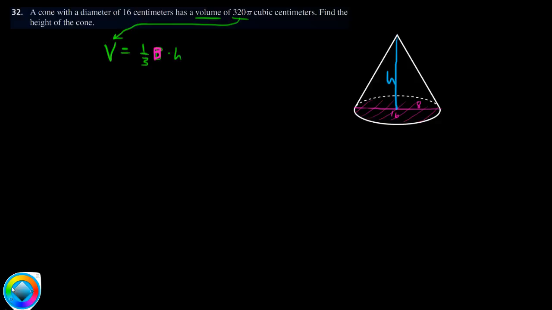Let's see. So let's plug this in. So 320 pi is equal to 1/3 times the area of the base, which is going to have a pi in it. The base is a circle, right? So the area of a circle is going to be pi r squared.